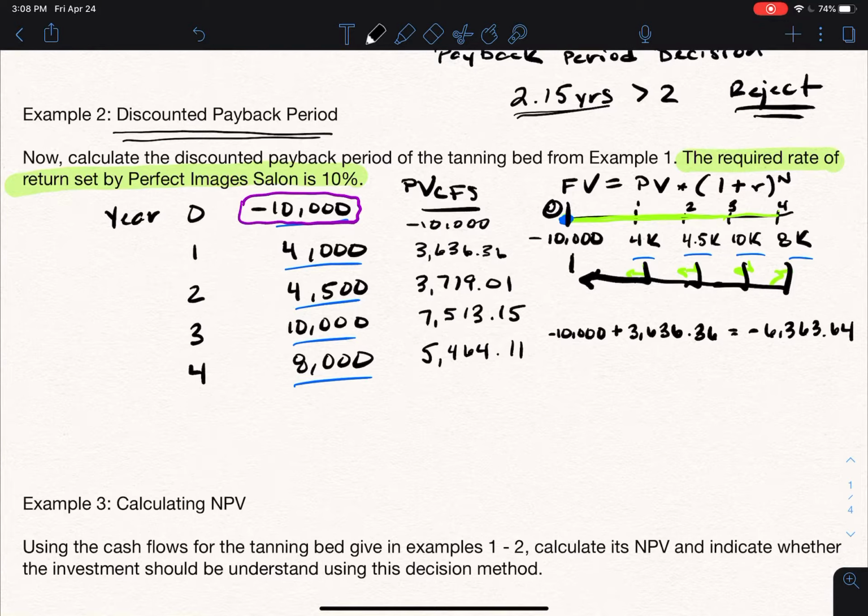So we already know that we haven't recovered our investment yet. And remember from example one that our accept reject decision is X must be less than or equal to 2 years, right? So far, we still haven't recovered it. So we're going to start there again.